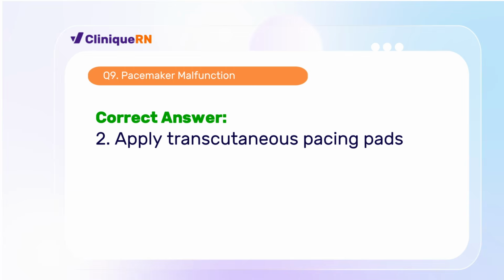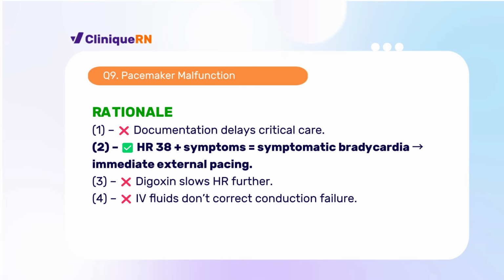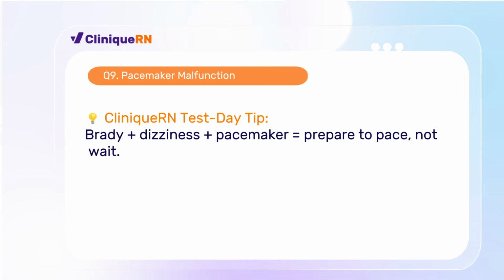The correct answer is 2. Apply transcutaneous pacing pads. Detailed rationale. 1. Documentation delays critical care. 2. HR 38 plus symptoms means symptomatic bradycardia, that is immediate external pacing. 3. Digoxin slows HR further. 4. IV fluids don't correct conduction failure. CliniqueRN Test-Day tip. Brady plus dizziness plus pacemaker means prepare to pace, not wait.